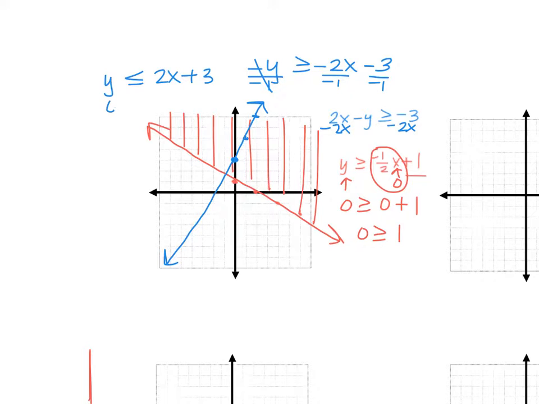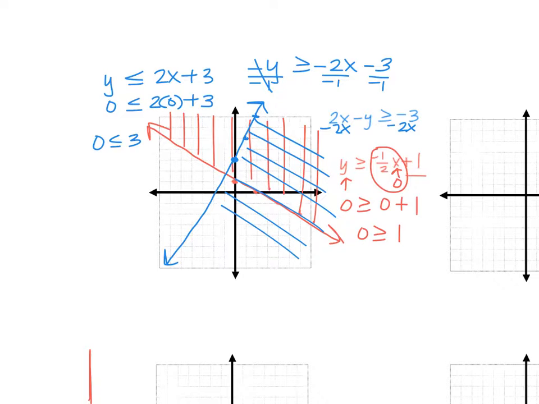So if you plug in 0, 0, 0 is less than or equal to 2 times 0 plus 3. 0 plus 3, 0 is less than or equal to 3 is true, right? So you are shading the 0, 0 side. So that means, and now for this one, make your lines go in a different direction. I always just go perpendicular-ish to the line, okay?